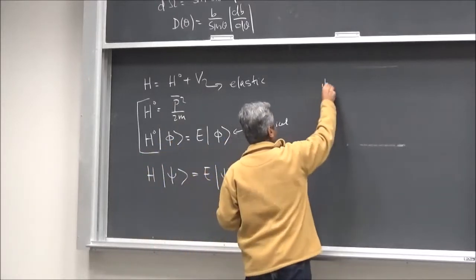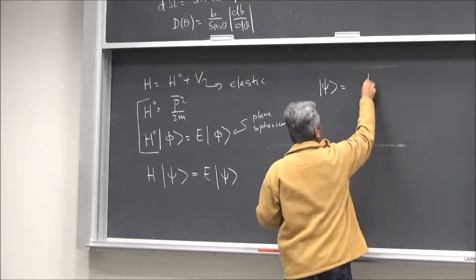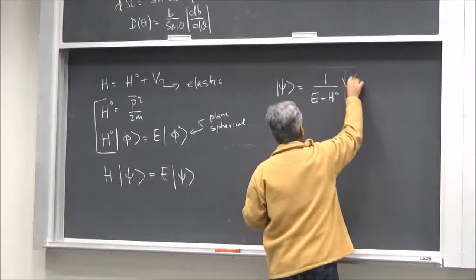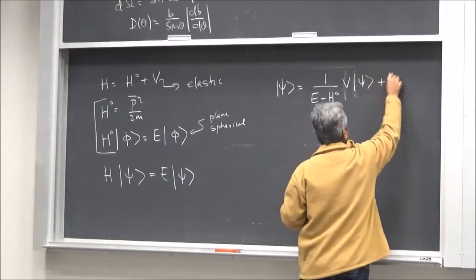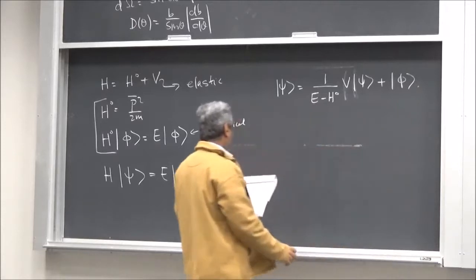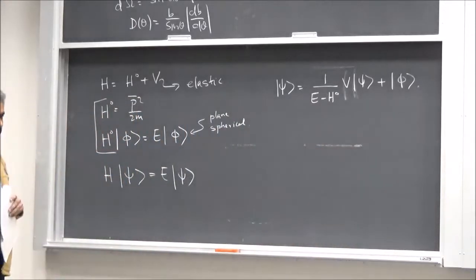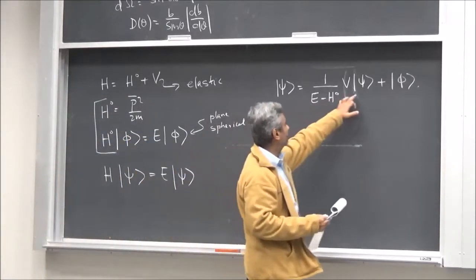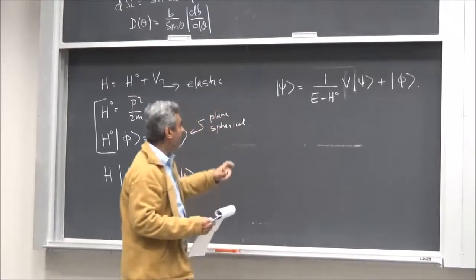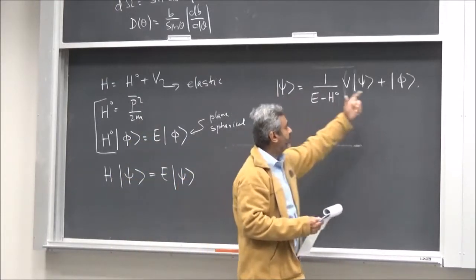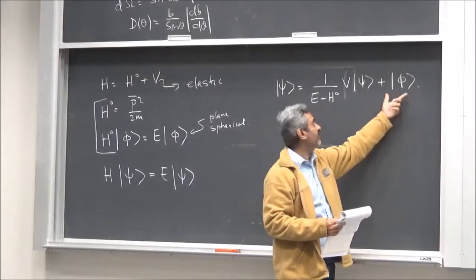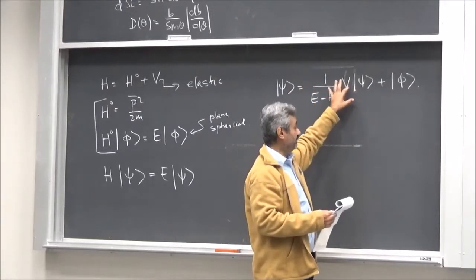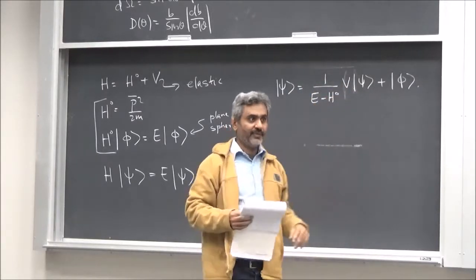Now the claim is that you can write psi like this. Psi is equal to 1 over E minus H naught, V of psi, plus phi. This is the solution. But it's not really a solution. It gives psi in terms of psi. But now, when you have written it, you can identify this part as the incident wave, and this part, if you do this iteratively, then you will see that. Yes, I'll tell you how.